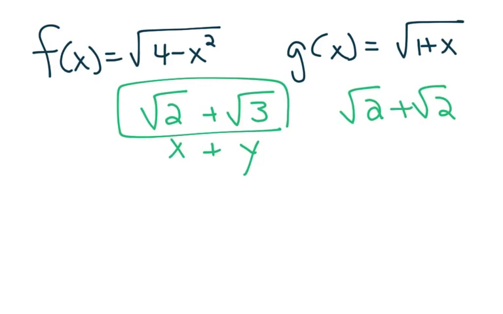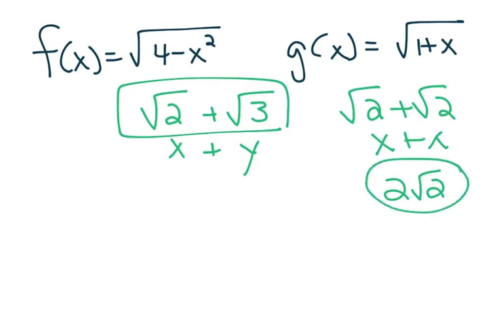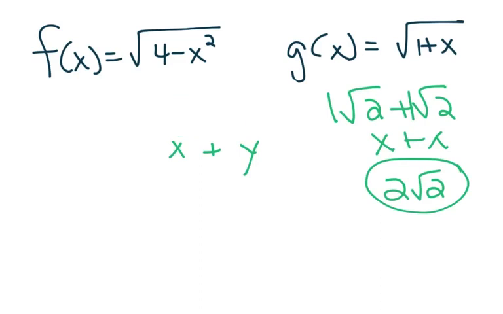So the square root of 2 plus the square root of 2 is kind of like saying x plus x. And since x plus x is 2x, the square root of 2 plus the square root of 2 is 2 the square root of 2. It's not the square root of 4. Because they're like terms, you're just going to add the coefficients. All right, so now we're ready to go back.